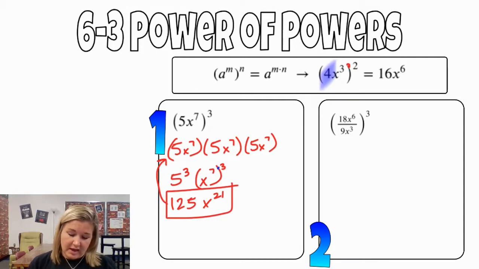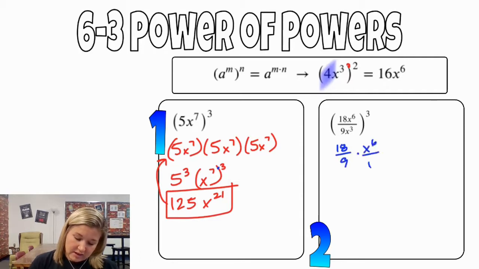We have 18x to the 6th divided by 9x to the 3rd, all of that raised to the 3rd power. So what I'm going to do is, inside the parentheses first, I can go ahead and simplify that. I'm going to say 18 divided by 9 is 2. So 18 divided by 9 times x to the 6th divided by x to the 3rd, all of that raised to the 3rd power.